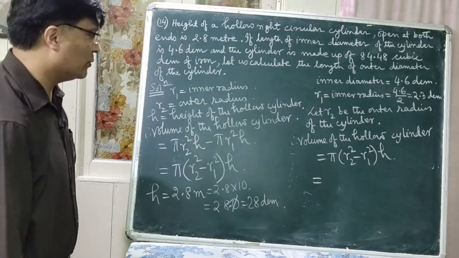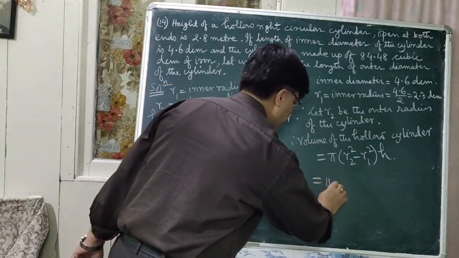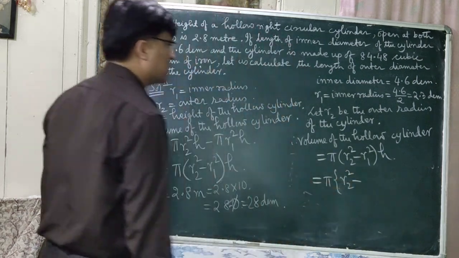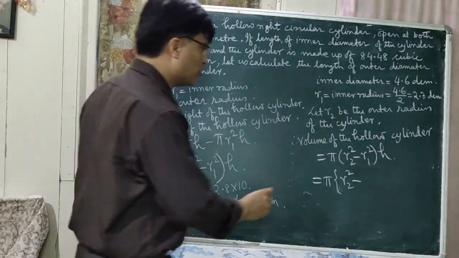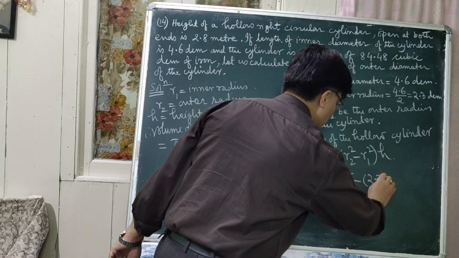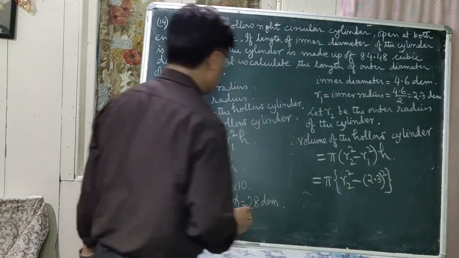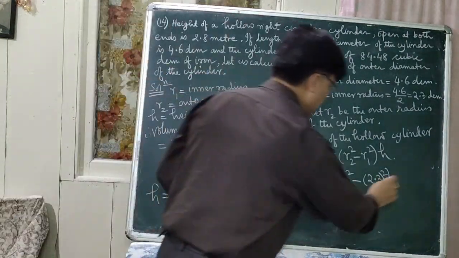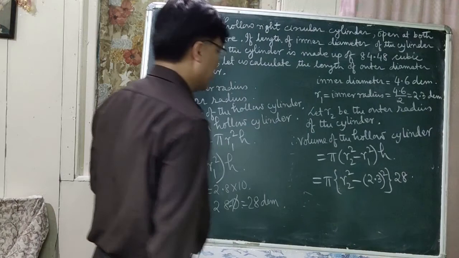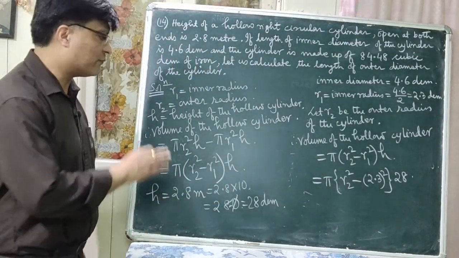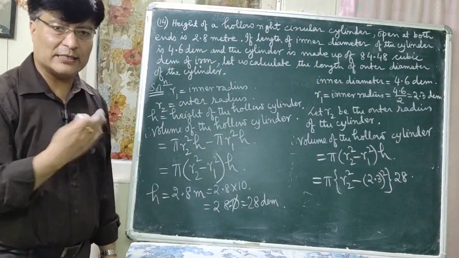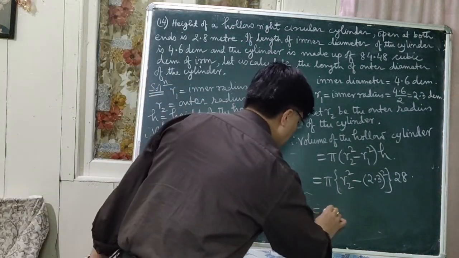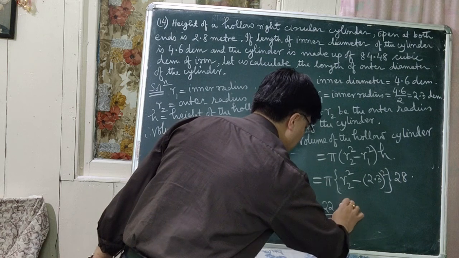So which is equal to pi, keep it as it is, and within second bracket r2 square, we don't know, minus what is r1 square, what is r1? It is 2.3 whole square, second bracket is closed. And what is the height? The height is given as 28. We have converted this height in terms of decimeter, right? So what is the value for pi? Pi is 22 by 7.